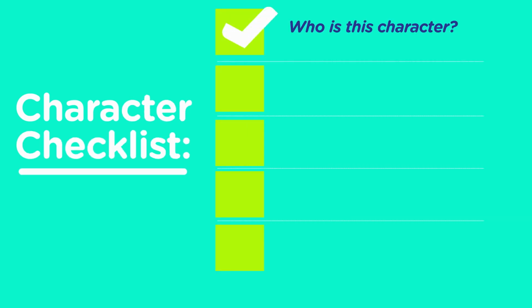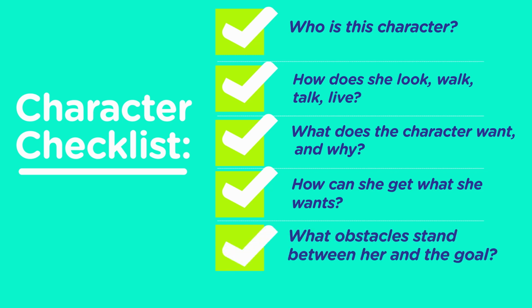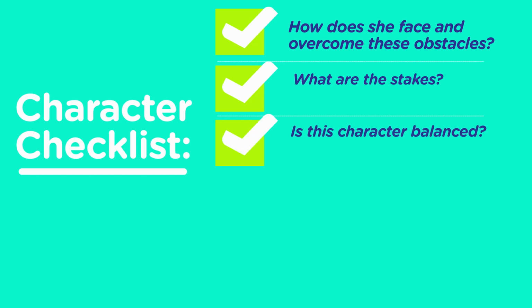Ask the questions. Who is this character? How does she look, walk, talk, live? What does the character want and why? How can she get what she wants? What obstacles stand between her and the goal? How does she face and overcome these obstacles? What are the stakes? Is this character balanced? Happy writing!